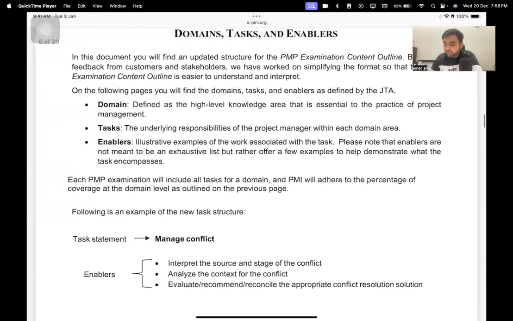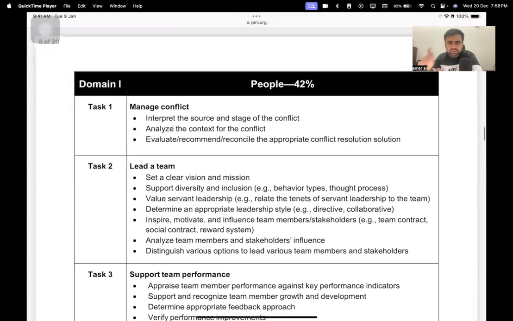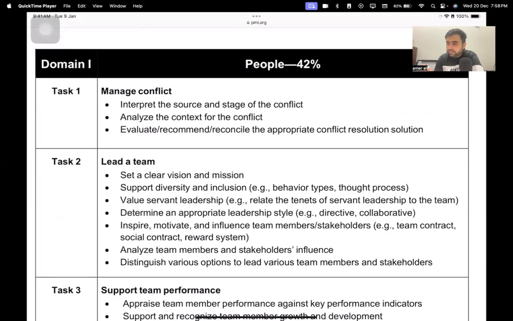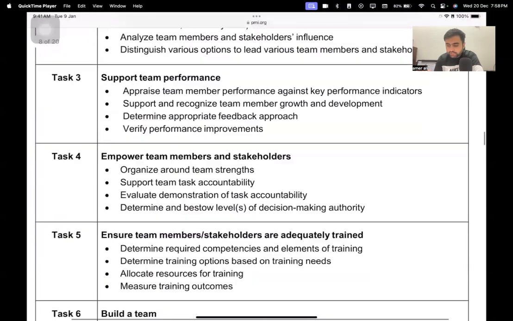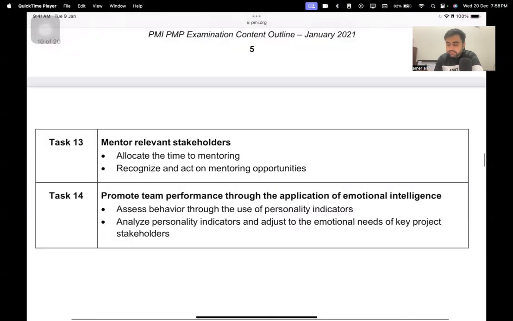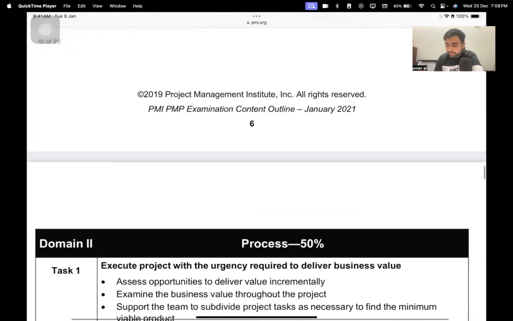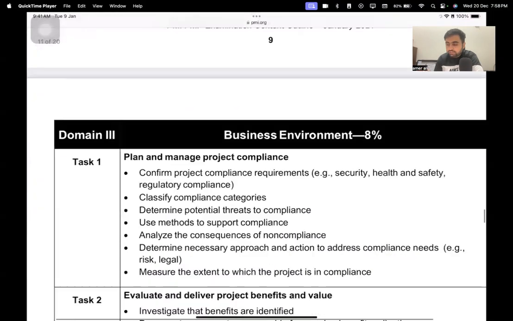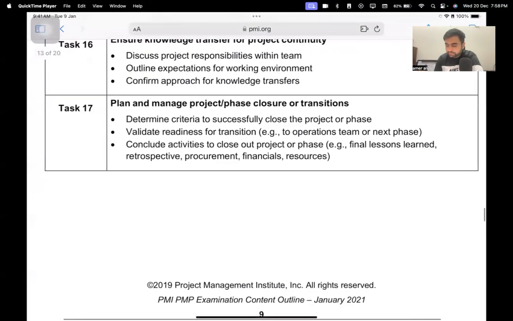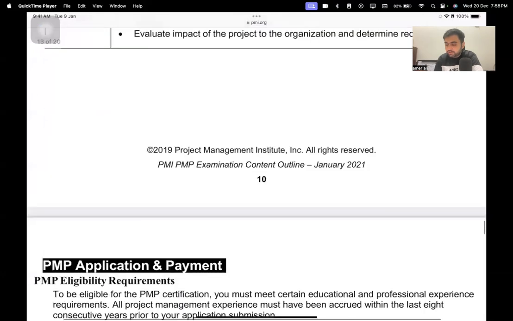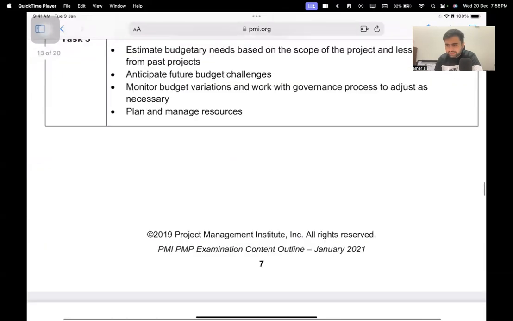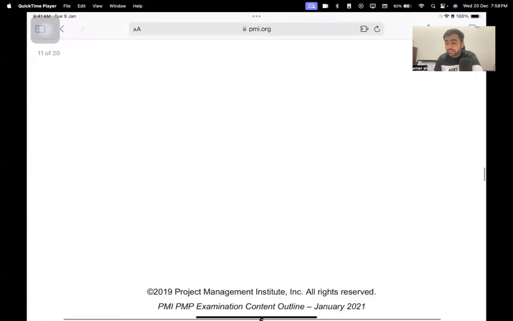If I go to the exam content outline, I don't want to make things complex. That's not my cup of tea. I want to make things simpler. Domain 1 is 42% people, and these are the tasks: task 1, task 2, and so on. We have 14 tasks in the people domain. In the process domain, we will have 17 tasks. In business environment, we will have 4 tasks. I will go through one task in each video and try to dive deep into it.